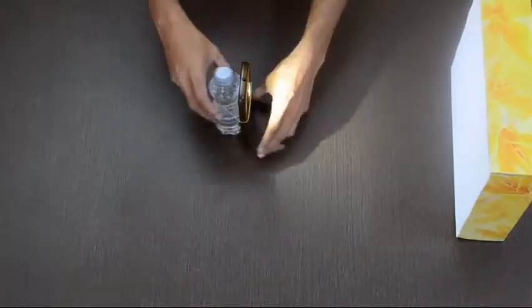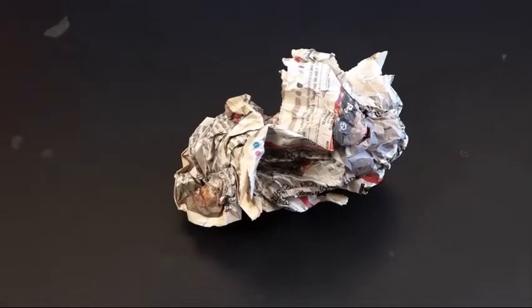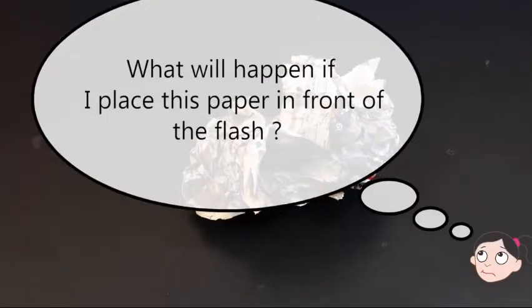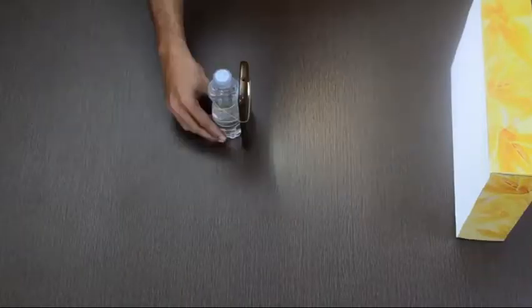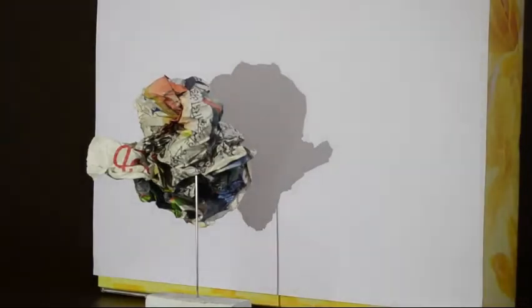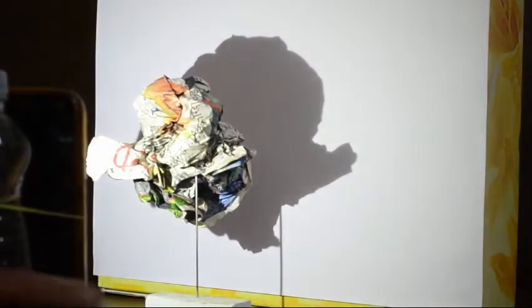Let us switch on the flashlight of this phone. What will happen if I place this paper in front of the flash? It will block the light. The area of darkness behind the paper is called shadow.